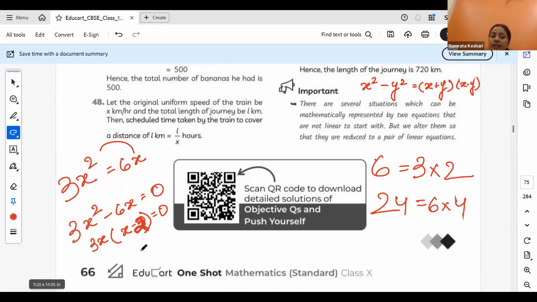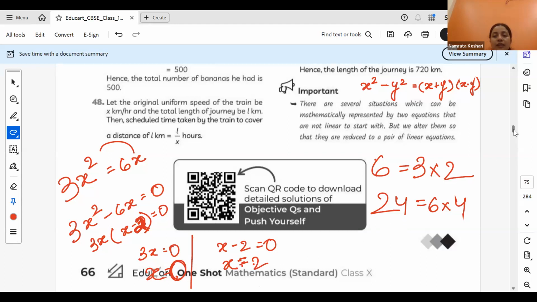Now we can say that either 3x is 0 or x minus 2 is 0. And what are we getting? We are going to get x value as 0 by 3, that means 0, and x equals 2. There are two answers we are getting. One is 0, another is 2. Is it clear to all of you? Yes, ma'am. Okay, that's called factorization.